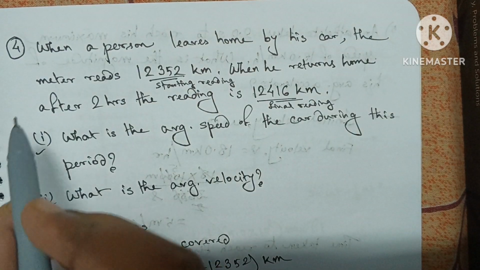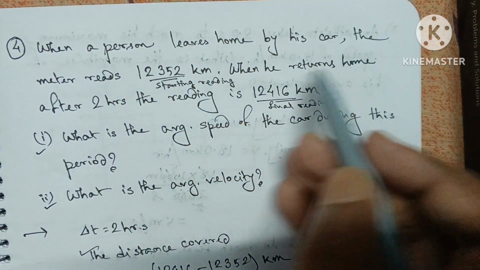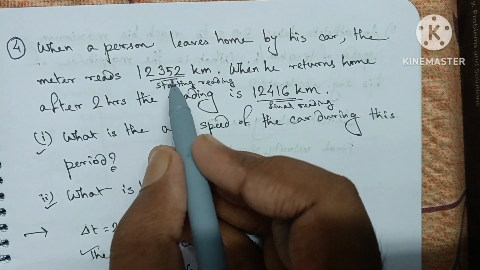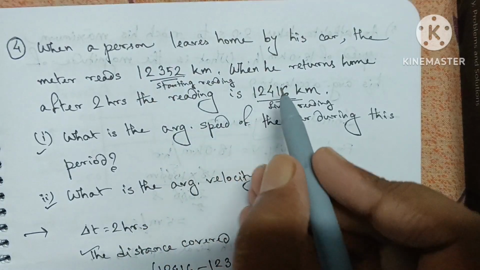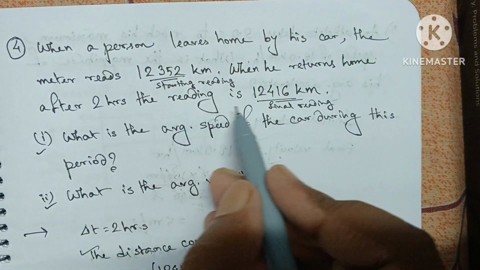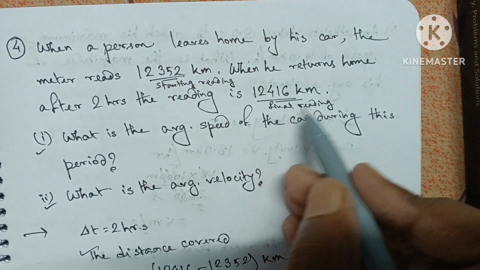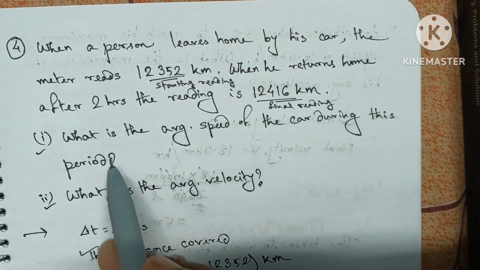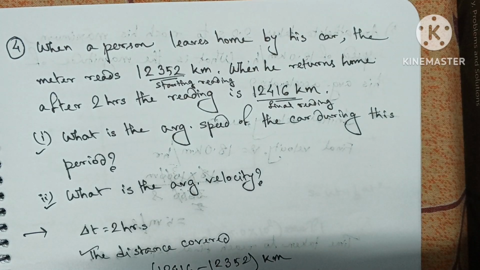Now discuss question number 4. It says, when a person leaves home by his car, the meter reads 12,352 kilometer. That is the starting reading. When he returns home after 2 hours, the reading is 12,416 kilometer. That is the final reading. So what is the average speed of the car during this period, and what is the average velocity?